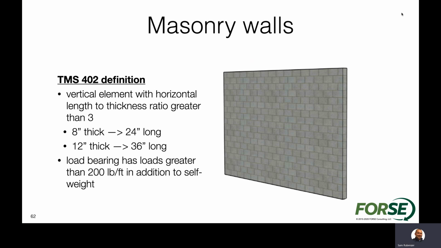TMS 402 provides a definition for a masonry wall. It's a vertical element with a horizontal length to thickness ratio greater than 3. So something has more length than thickness. Simply, for an 8-inch wall, 24 inches long would be required to have a wall, versus something like 8 inches by 16 inches long, which would be defined as a column. A load-bearing wall has loads greater than 200 pounds per foot in addition to the self-weight.